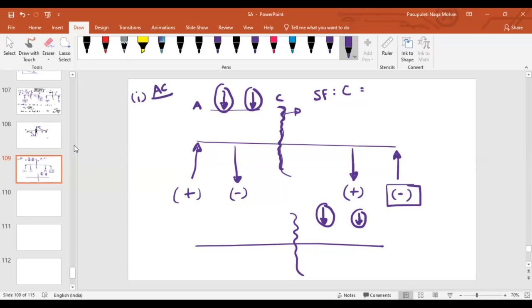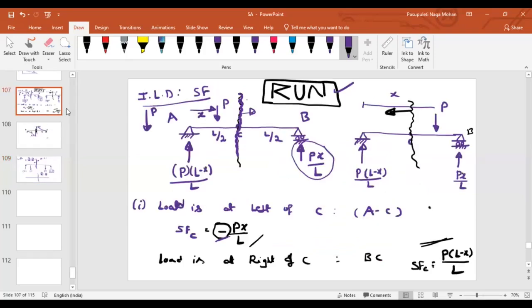What about the shear force at this section? If you want to find the shear force at this section, either you can look into the right side or the left side, isn't it? Yes, sir. Whatever may be the position of the load, if you look into the right side, how many forces are existing here? Only one force. Whatever the position of the load in between A to C, can I simply say what is the shear force at C? Px by L.